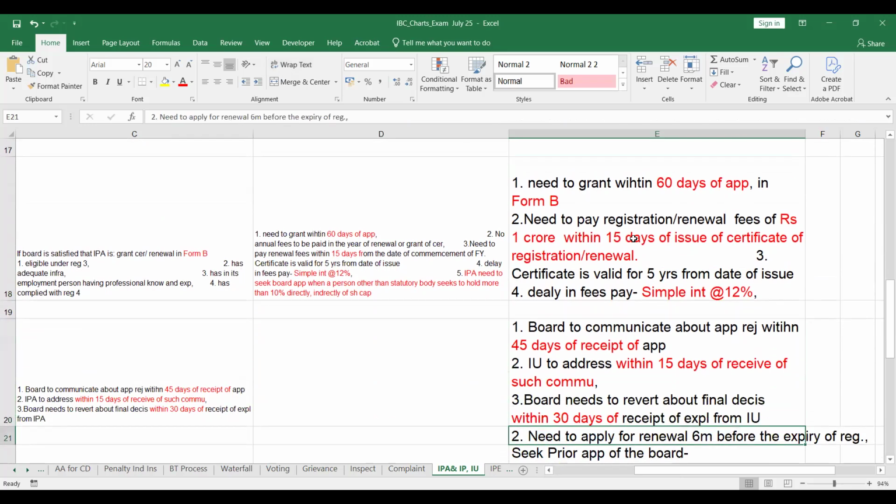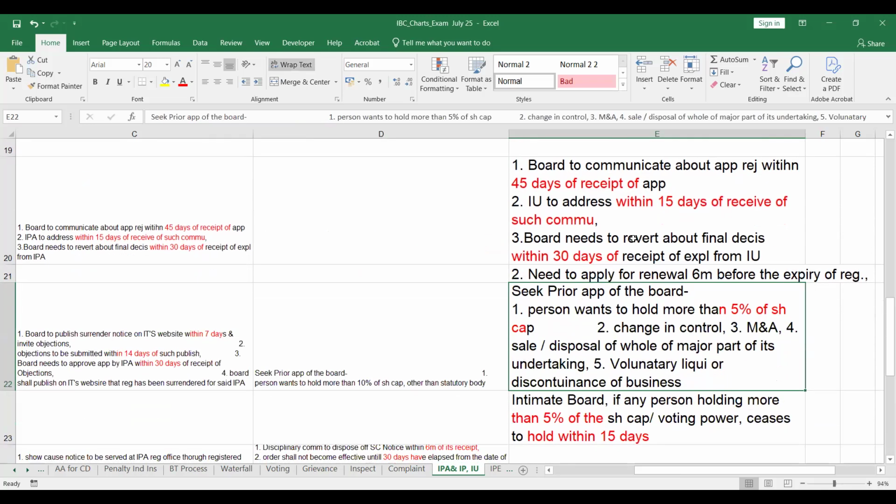If the board wants to reject the application, then it has to communicate to the IU within 45 days of the receipt of application. The IU shall address its reply within 15 days of the receipt of such communication, and then the board needs to revert about the final decision within 30 days of the receipt of explanation from the IU. If the registration is expiring, then the IU needs to apply for renewal 6 months before the expiry of registration.